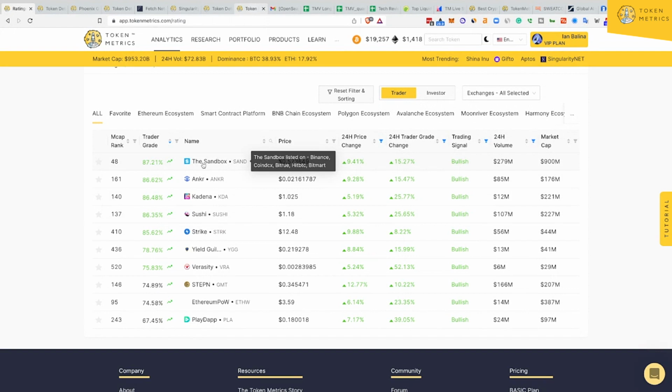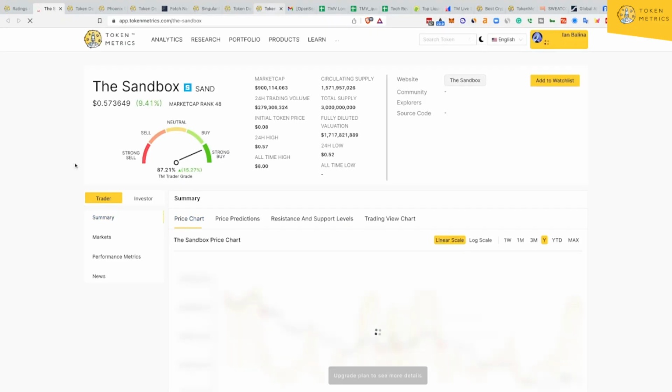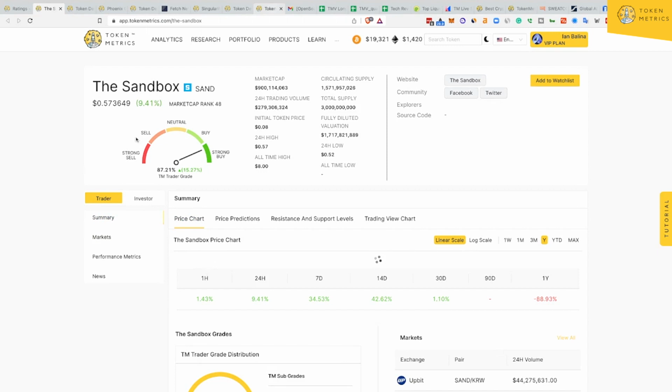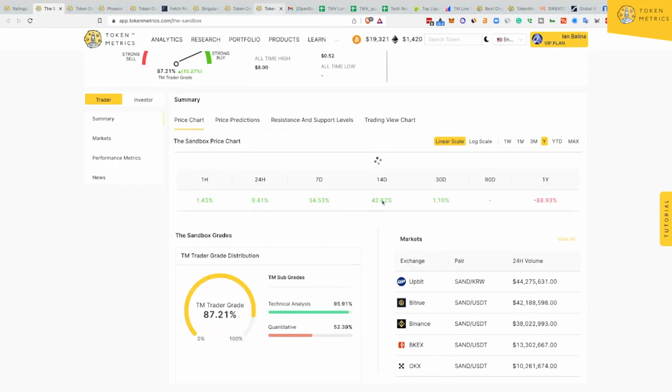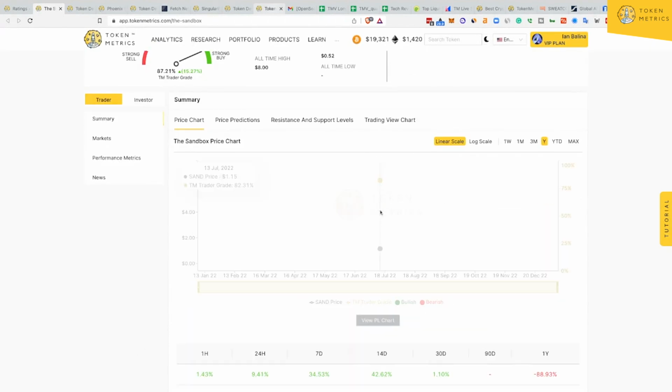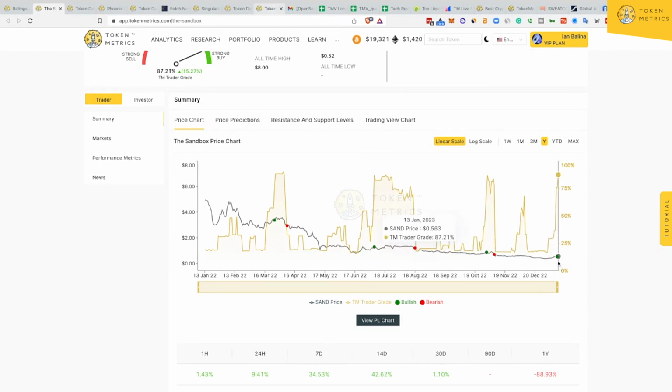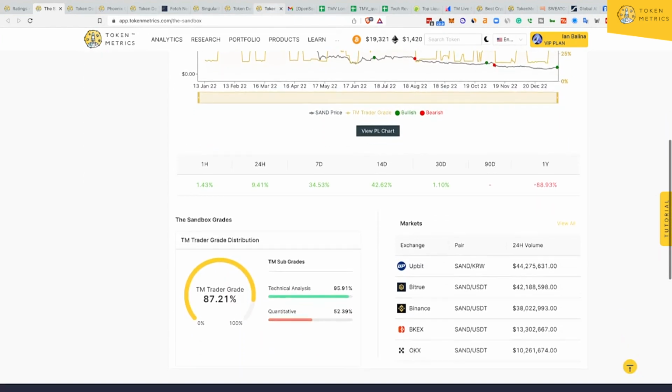And now I would look at this, right? So let's say we want to look at Sandbox. How do we enter this? How do we manage the trading? This is where I would use all the different parts of the trader page. In this instance, the 87% trader grade is up 15% in the last 24 hours, which is good. It's up over 40% in the last 2 weeks, which is also good. The trading signal turned bullish on the 12th, also good. So all these are additional points of confluence.